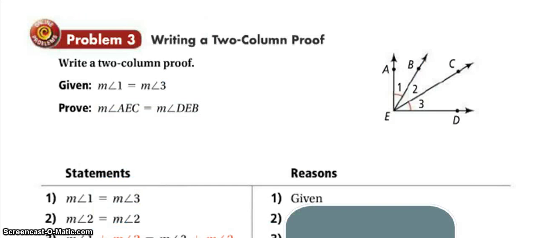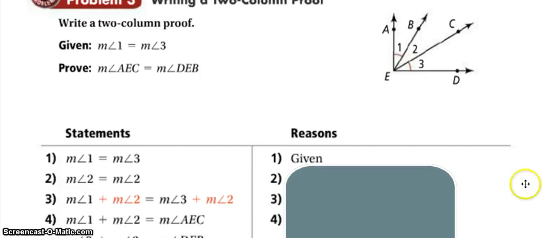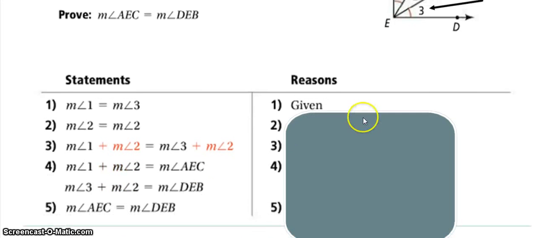So in problem 3, we set out to write a 2-column proof to justify how we know that angle AEC is equal to angle DEB. What we know is that angle 1 is equal to angle 3. So analyze our drawing here. We've got angle 1 and angle 3. And these guys are equal, and then we've got angle 2 in here all by itself. So what we could do, since we're looking at AEC, well, AEC is the combined angle 1 and 2, DEB is the combined angle 3 and 2, so let's look at the proof down here.